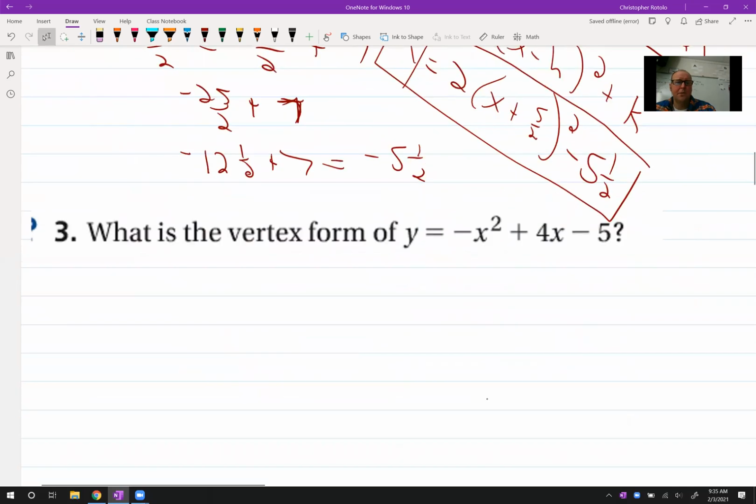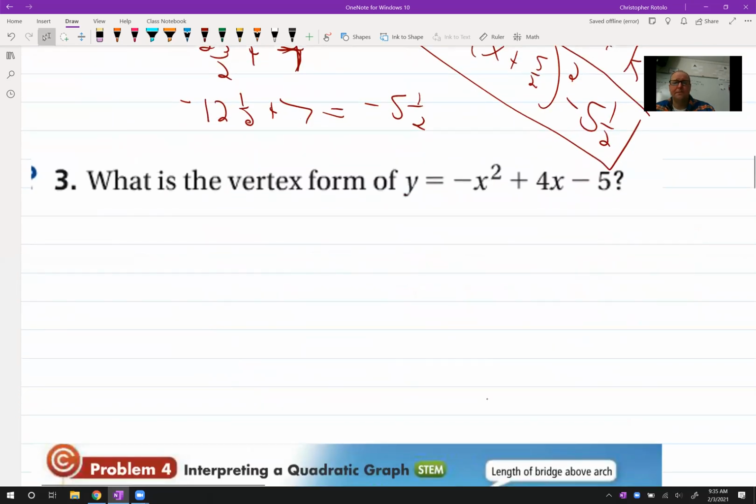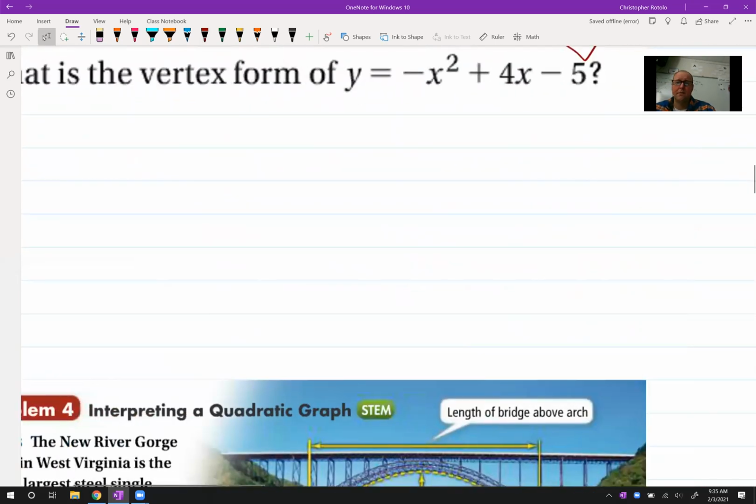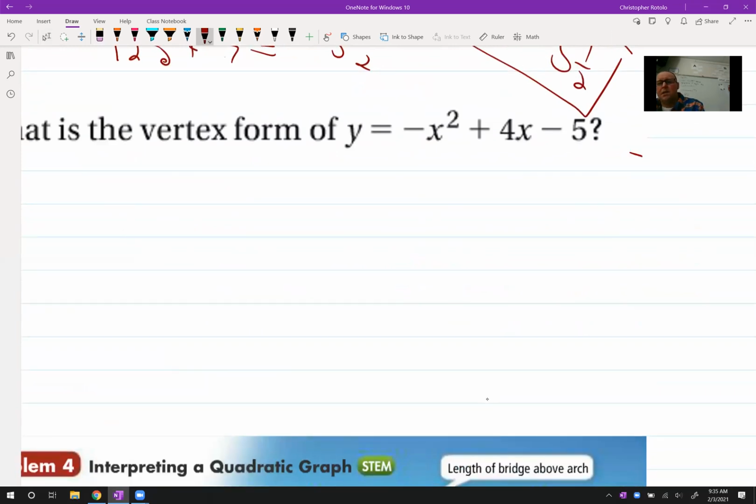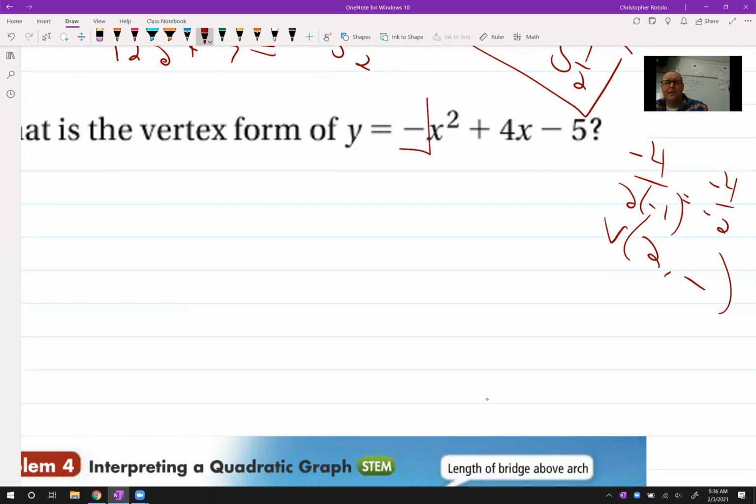All right, let's do it again. What's the vertex form of it? All right, I don't know, what should I do? Negative b over 2a. All right, so I get negative 4 over negative 2. That's 2. The vertex starts at 2. I got it so far. Okay, the other thing I know is a is negative 1.